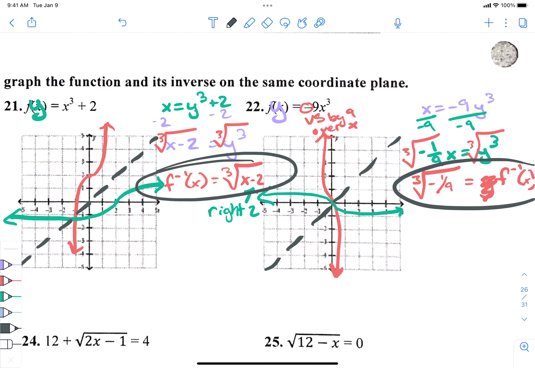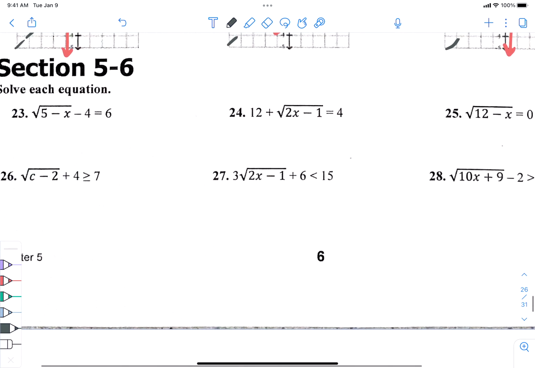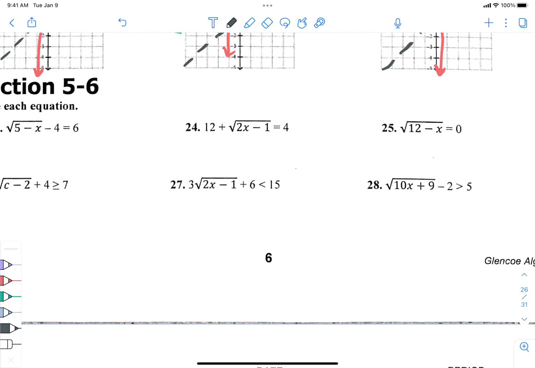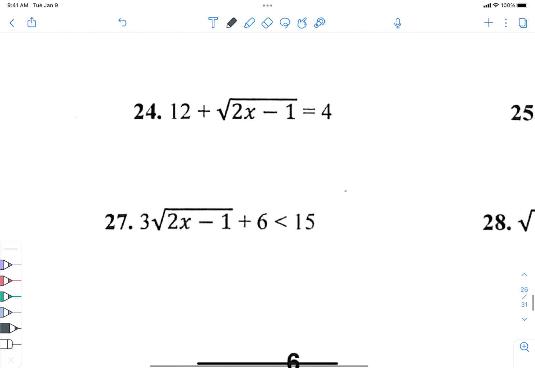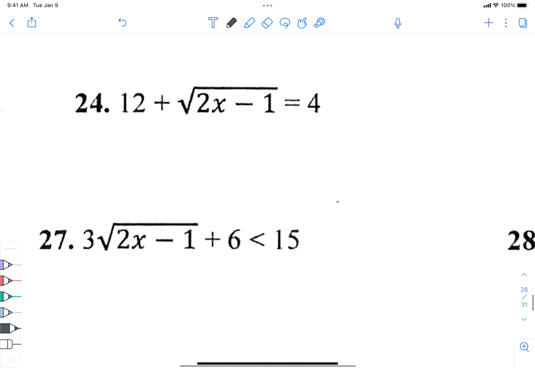No? Okay, next section. Last section. How about we do one of the top row and one of the bottom row? Pick one. Which one you want? 23, 24, 25. 24? Sure.